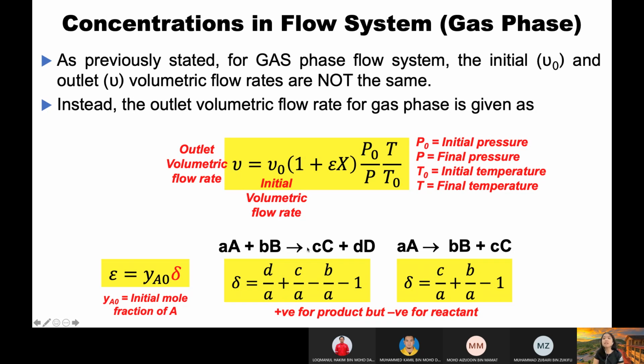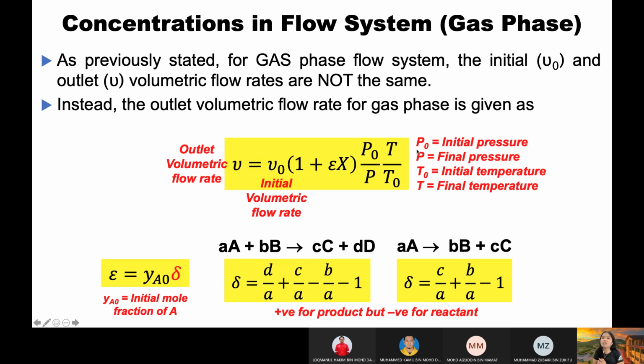Next, T per T naught. So T naught is the initial temperature, T is the remaining temperature during or after the reaction. So you know, reaction pun ada pula reaction isothermal, non-isothermal. So isothermal, iso means same, thermal means temperature or heat. So kalau isothermal means no temperature change, means masa tindak balas berlaku, temperature tu masih sama. So kalau itu berlaku, we call it isothermal. So T per T naught ni jadi satu jugalah.